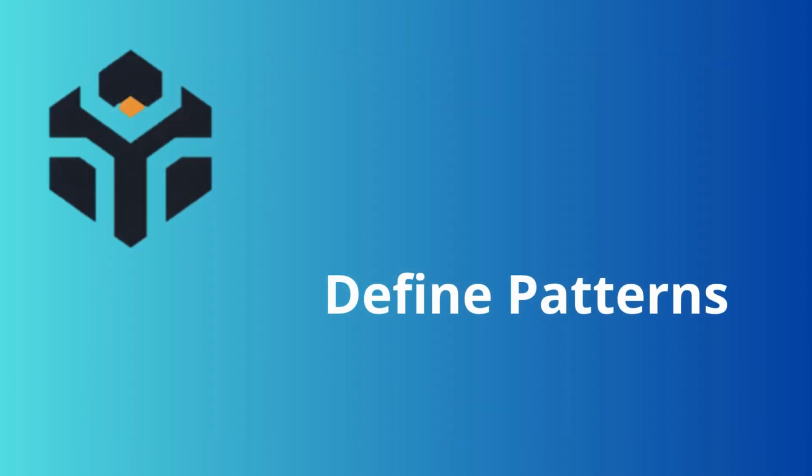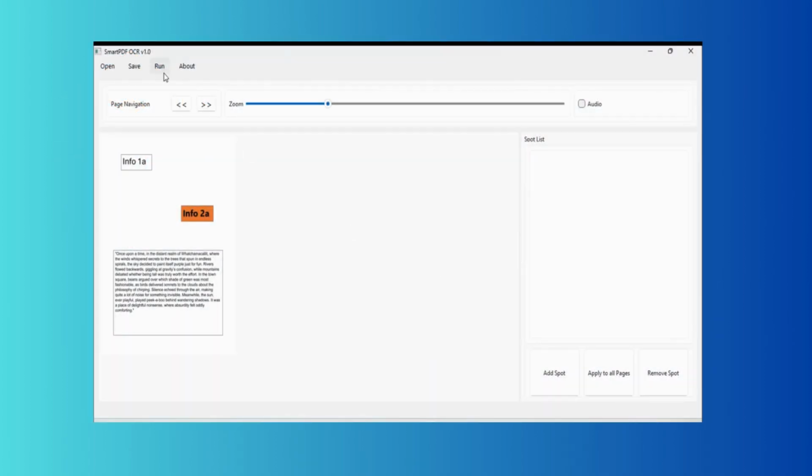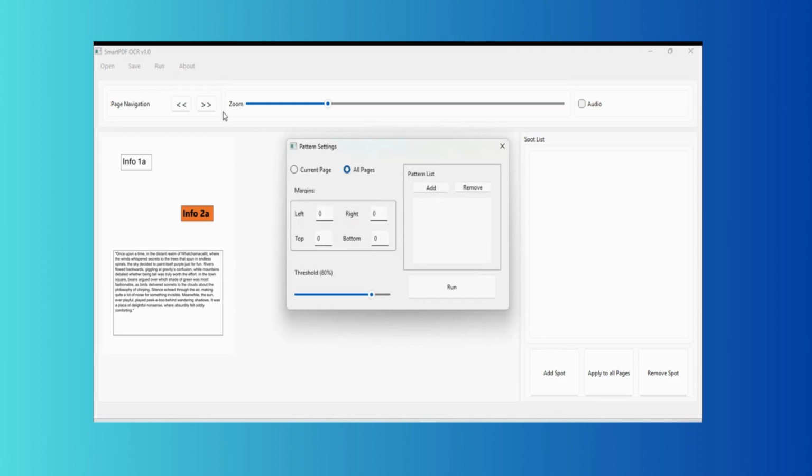Now let's define the patterns to be found on the PDF. Click on Run and find Spot by Pattern. Select the pages to be analyzed. Define the margins of the spots. Hey, don't worry if not following everything now. It will be clear later.